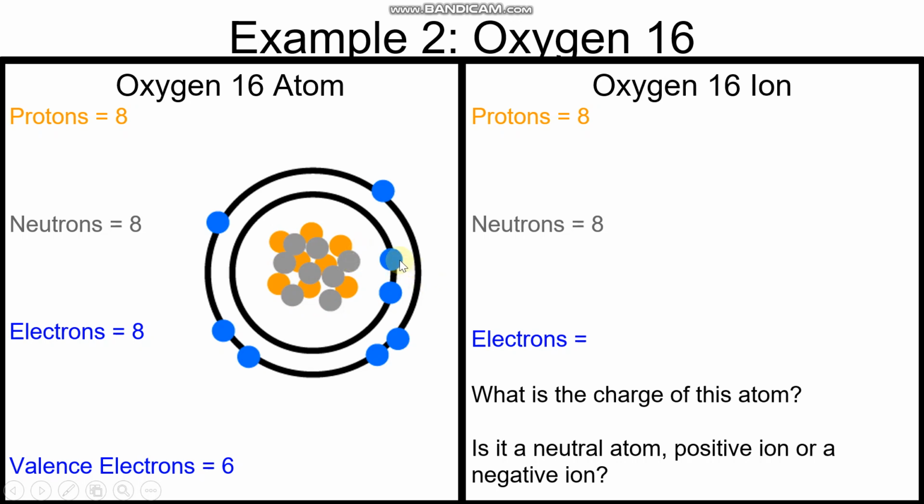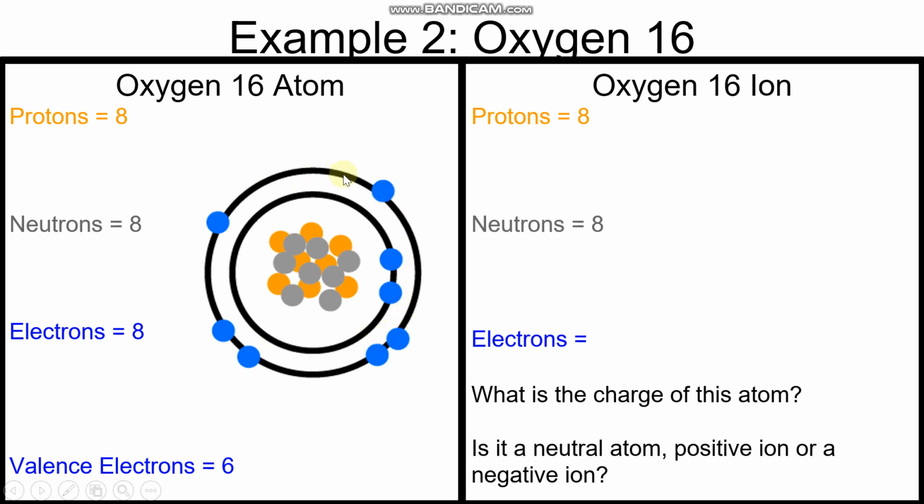And then for electrons, we have 1, 2, 3, 4, 5, 6, 7, 8. And then we can see that this atom also has 6 valence electrons, right? 1, 2, 3, 4, 5, 6 valence electrons. 6 electrons in that outermost shell.